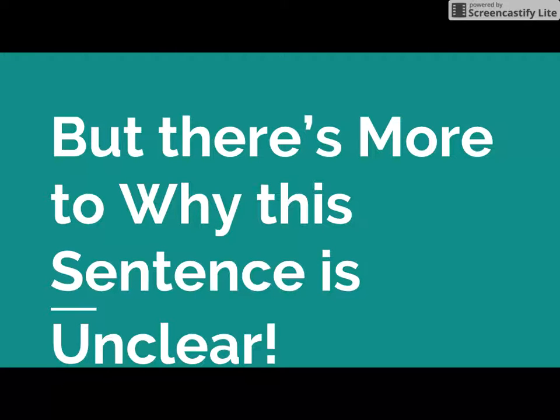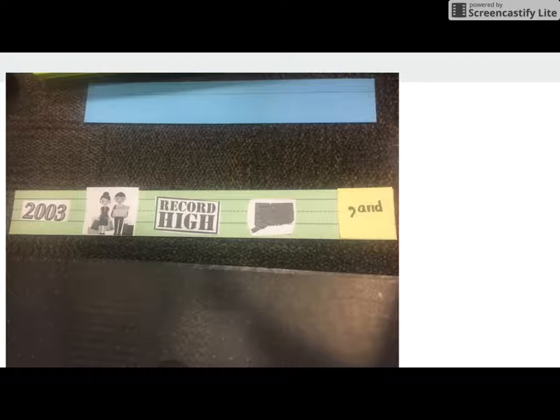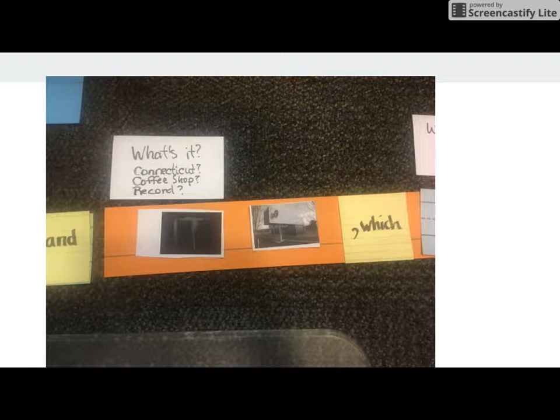But there really is more to why this sentence is unclear. What I did is went through and made pictures of each of the concepts here. So the way I read this is I put the first chunk on here. "In 2003, customers set a record in Connecticut, and it was at a drive-through coffee shop." Well, I'm wondering, what's "it" referring to? The record? The coffee shop? Connecticut? I'm really not sure. There are many things that we could use to be more clear about what we're talking about. So it is a pretty scary thing when it doesn't have something that we're referring back to.